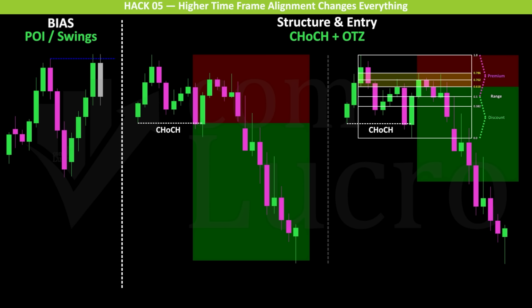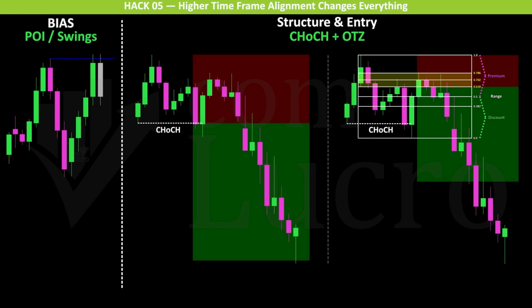Once the weekly bias is confirmed, we move down into the 4-hour chart for structural confirmation. Here, we wait for a change of character or market structure shift to align the 4-hour structure with the bearish weekly narrative. After the structural shift forms, we define the trading range and identify the optimal trading zone, or OTZ, between the 0.618 and 0.786 Fibonacci retracement levels.